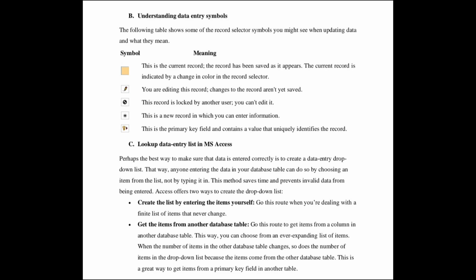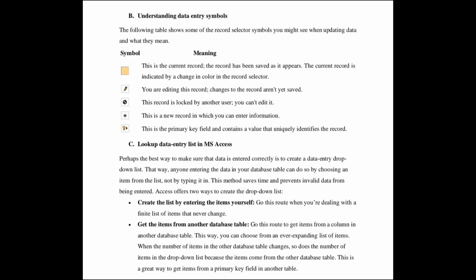Access offers two ways to create the drop-down list. Create the list by entering the items yourself. Go this route when you are dealing with a finite list of items that never change. Or get the items from another database table.